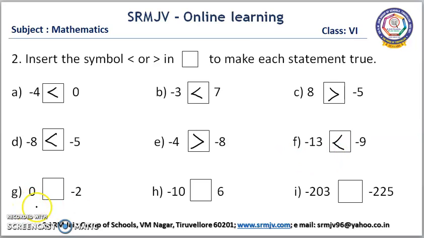The next one, 0, minus 2. The value of the negative integer is less than 0. So, 0 is greater. Next one, minus 10, 6. 6 is a positive integer. So, the value of the positive integer is always greater than the negative integer. So, 6 is greater. Here, minus 203, minus 225. In negative integers, smaller number has a greater value. So, minus 203 is a greater number. Is it clear, children? Shall we go to the next one?